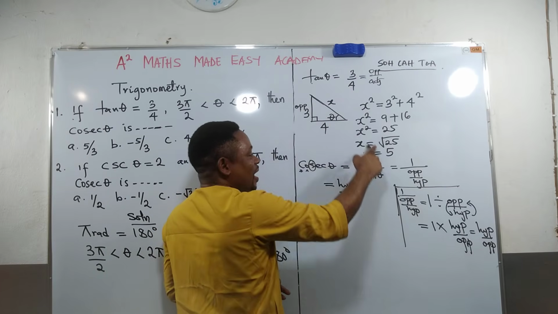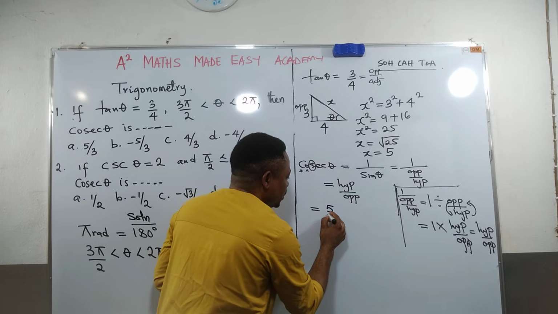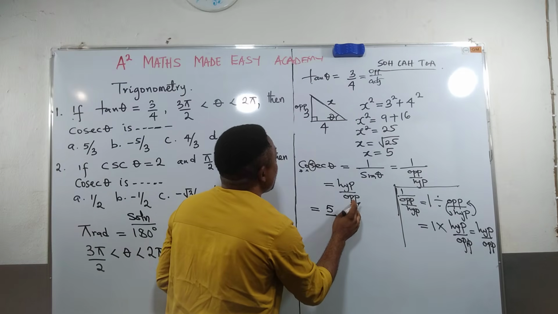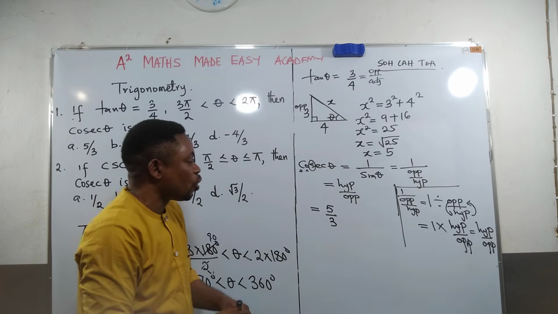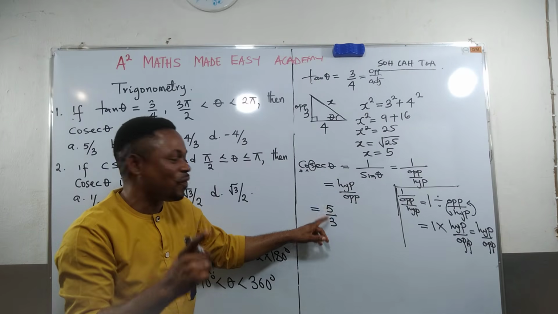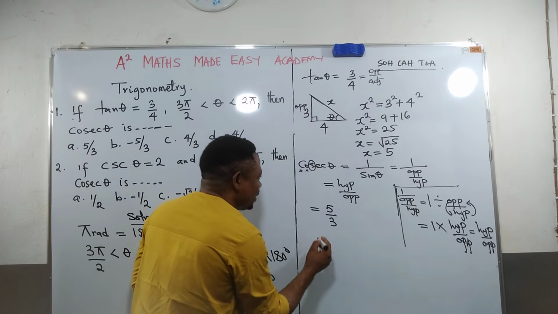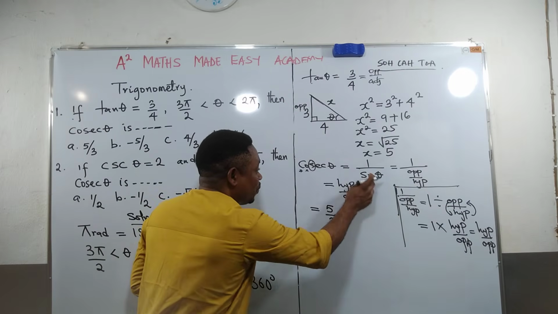This is hypotenuse. X is already 5, fixing 5. Then all over what? Opposite. What is opposite? Opposite is 3. Now, don't be in a hurry to conclude that the answer is 5 over 3. Remember that we are dealing with sine.